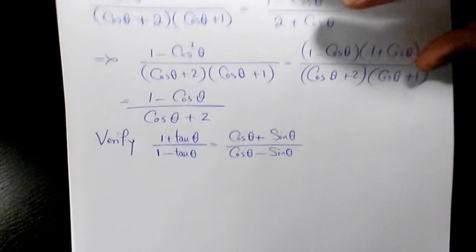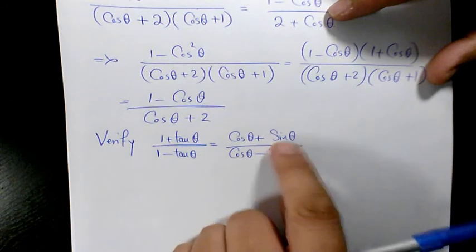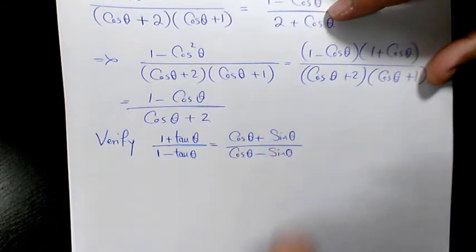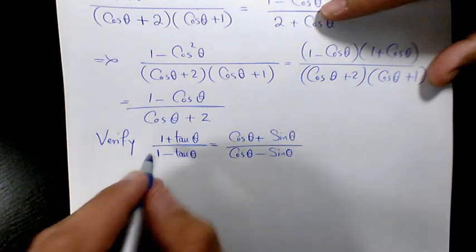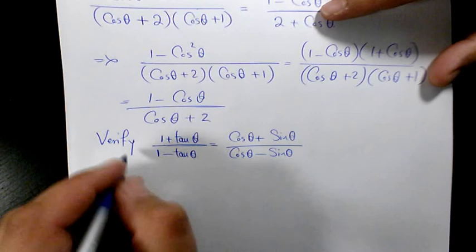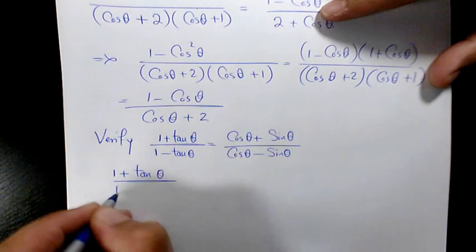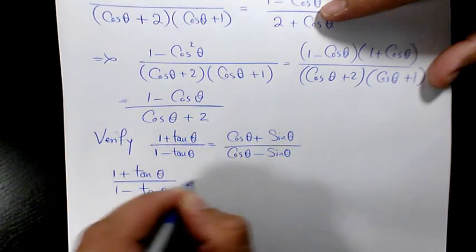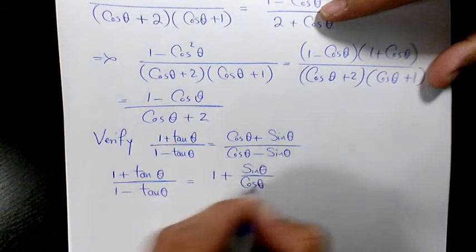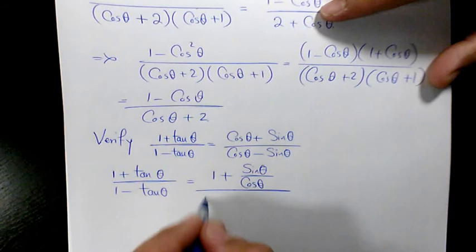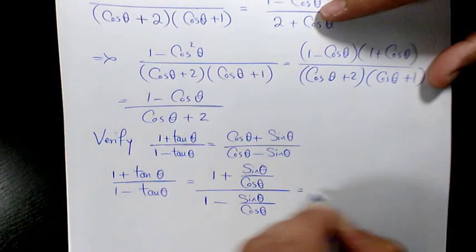Now in the next example, we have 1 plus tan theta over 1 minus tan theta equals cosine theta plus sine theta over cosine theta minus sine theta. So let's do cross multiplication. Actually, we can do it without cross multiplication as well. Let's start with the left hand side. 1 plus tan theta over 1 minus tan theta. That's 1 plus sine theta over cosine theta, and on the denominator, we have 1 minus sine theta over cosine theta.